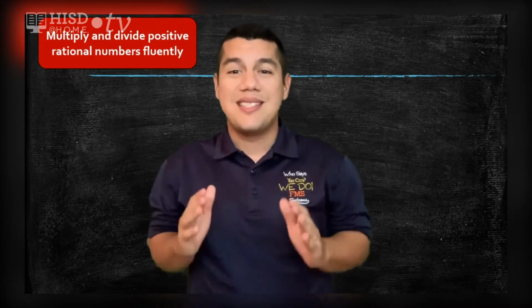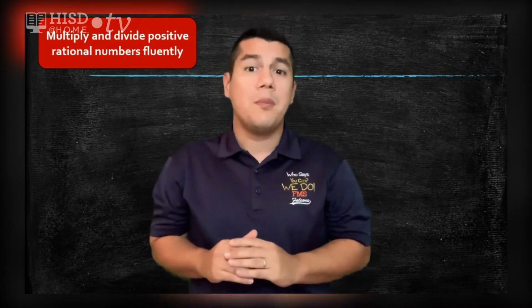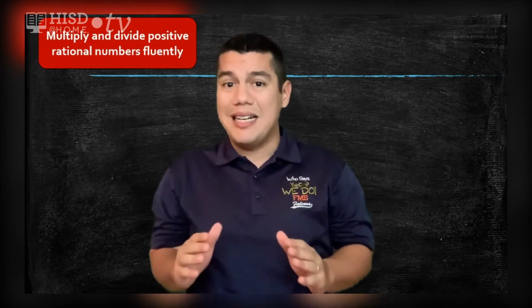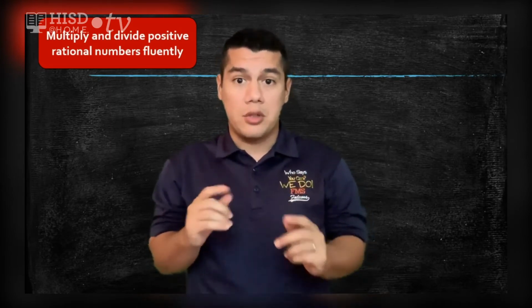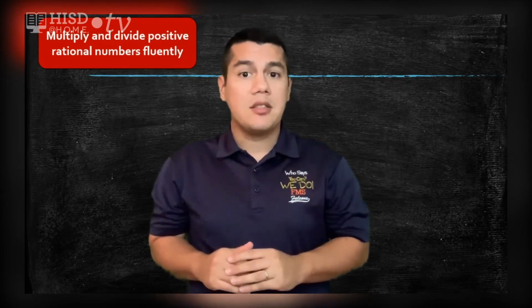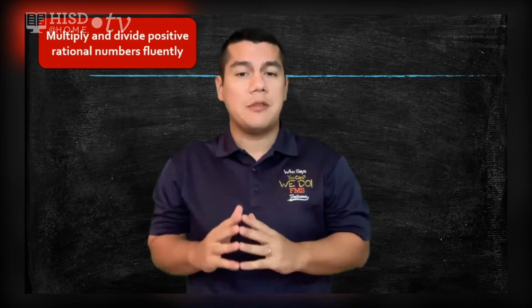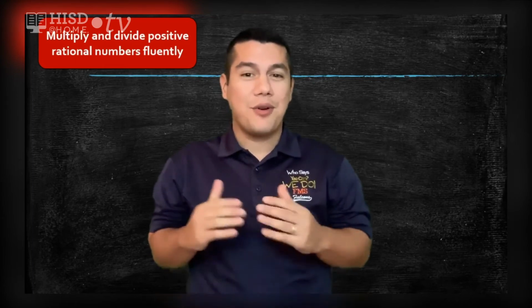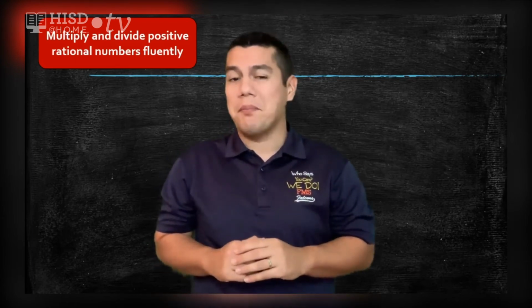For our 6th graders, the objective is for us to learn how to multiply and divide positive rational numbers. In this case, today we are going to be specific about decimals. And in order for us to start, we're going to explore the following problem.